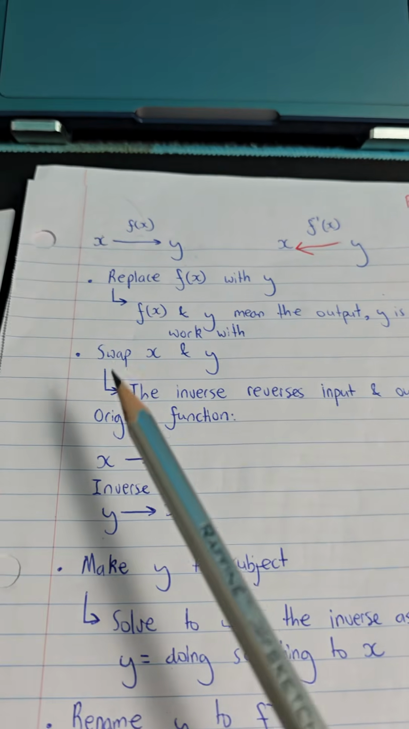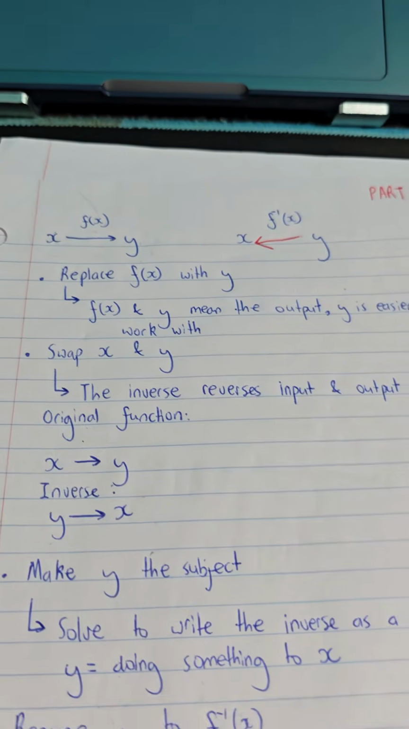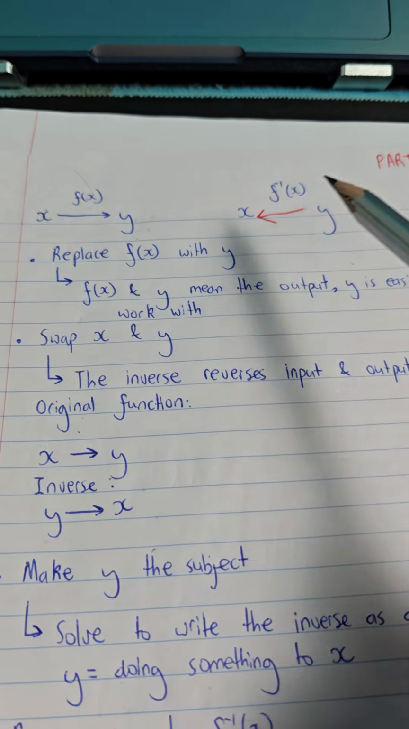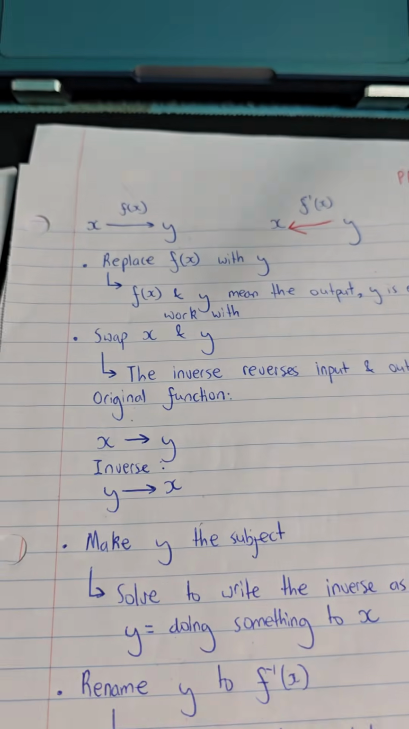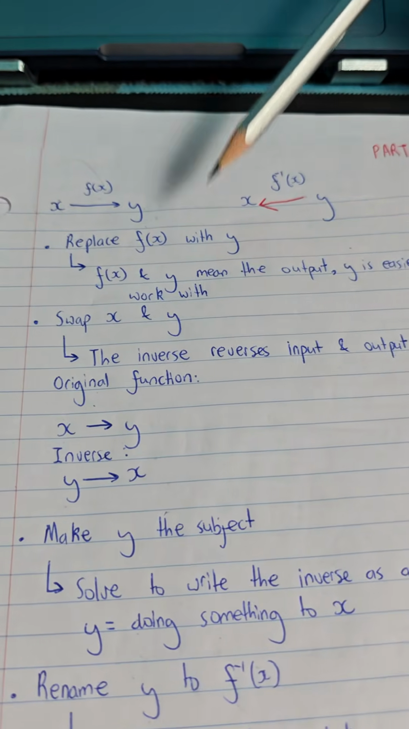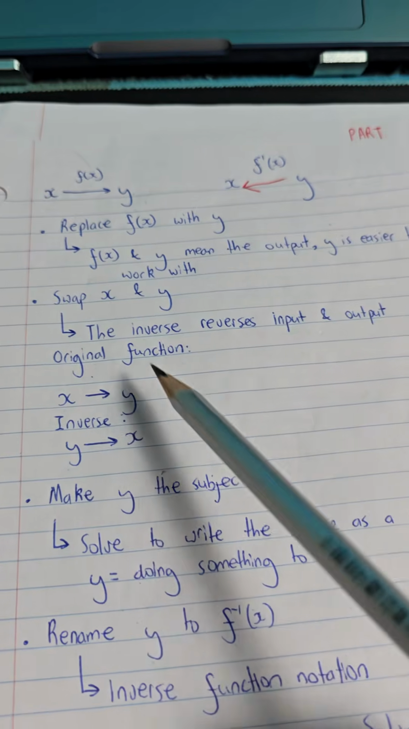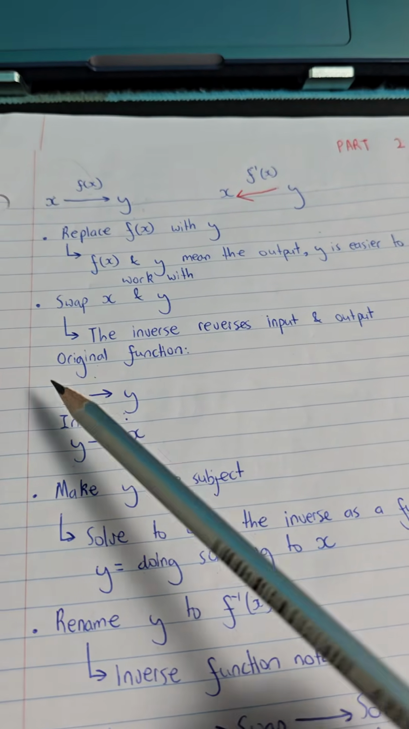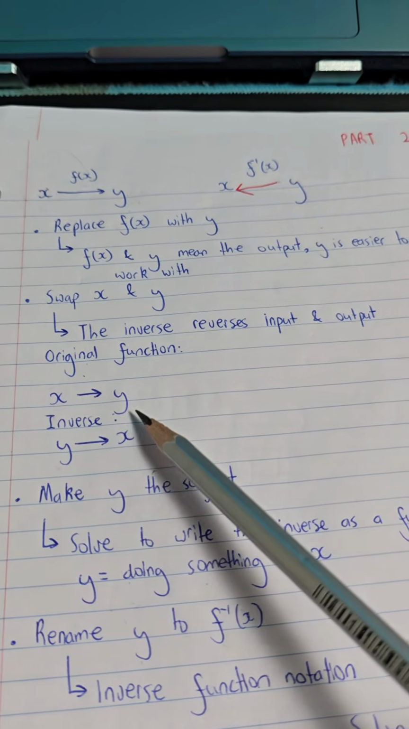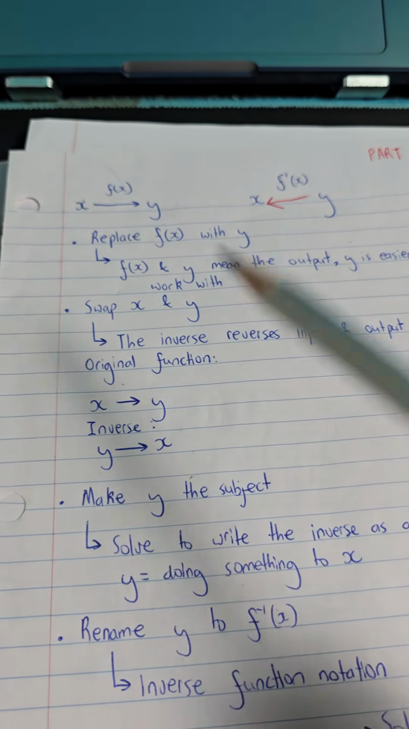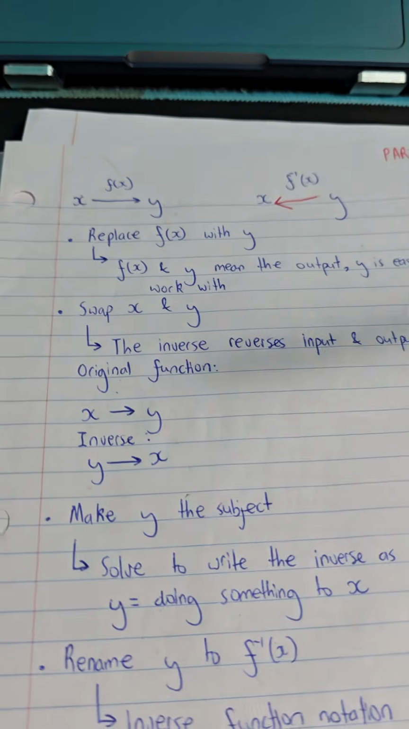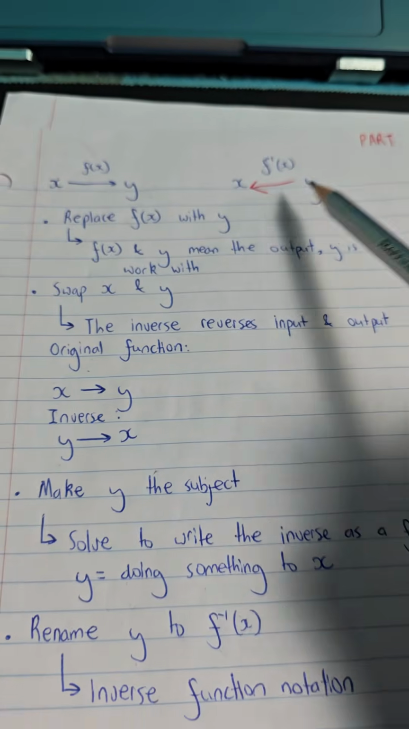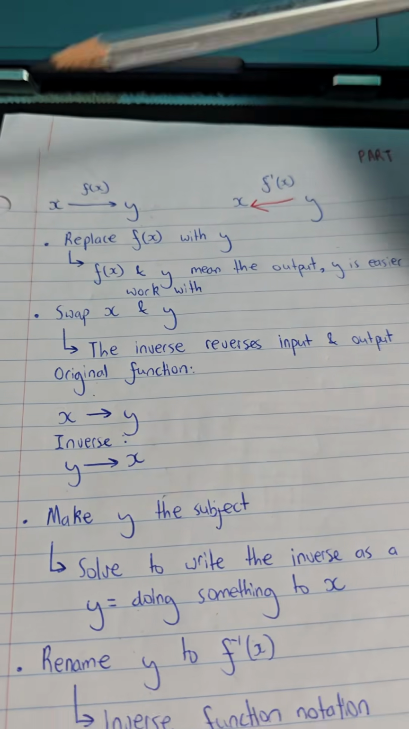Then the next step, you're going to swap x and y. I wonder why we do this. Well, if you notice, the inverse function just has the reverse mapping of the original function. So instead of going from x to y, you're going from y to x. So you need to swap x and y. Again, the inverse function reverses input and output. So look, the original function was mapping x onto y. But the inverse function is going to map y onto x. So you need to swap x and y when you're finding the inverse function. I hope it makes sense. You're swapping it because the mapping is reversed.